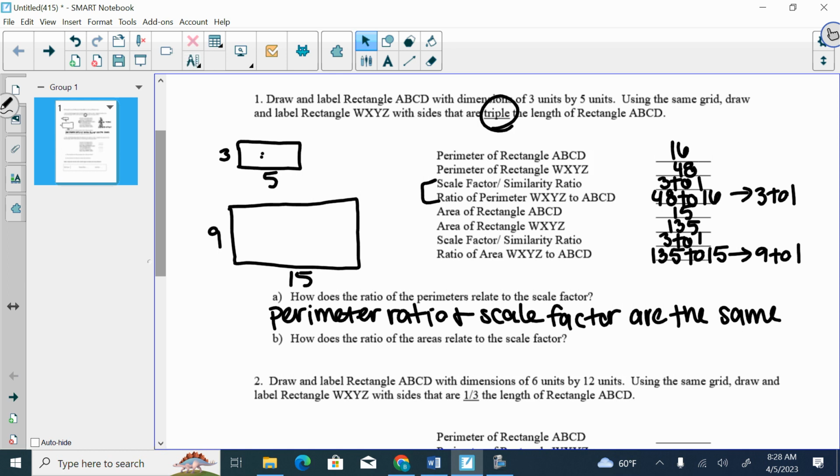Okay, then they also ask about the scale factor and the area ratio. So that's these two. What do we notice about those? Okay, and 3 times 3, we could also write that as what? 3 squared, so it was a square of it, right? And 1 squared would still be 1, so that makes sense. It was a square, okay? So the area ratio is the square of the scale factor.